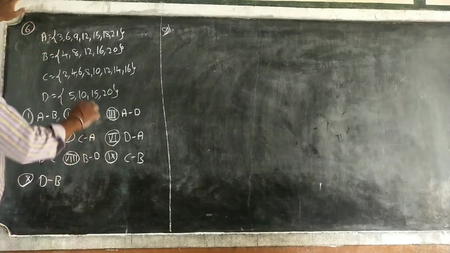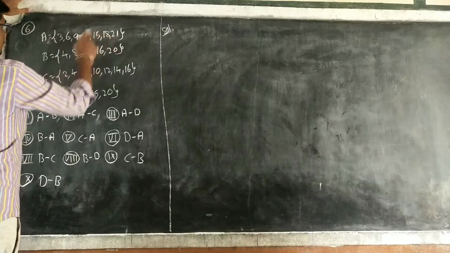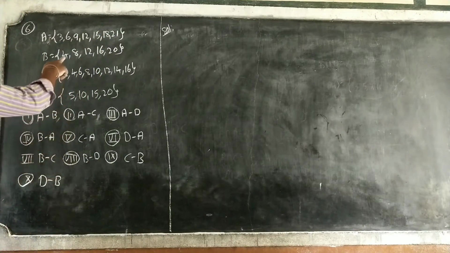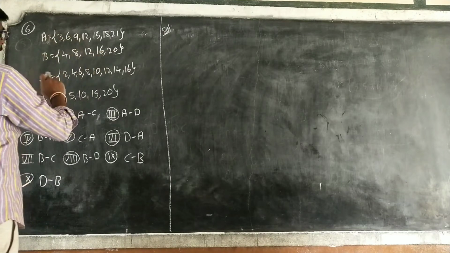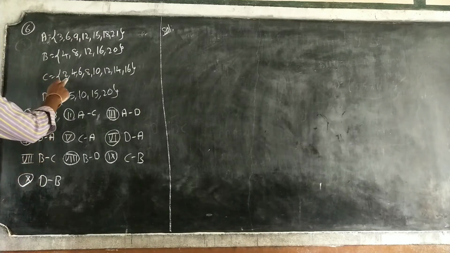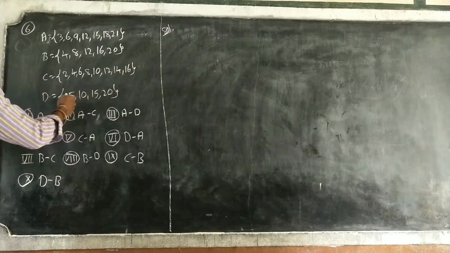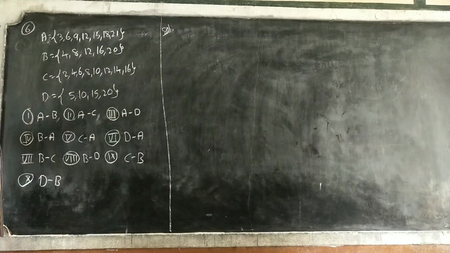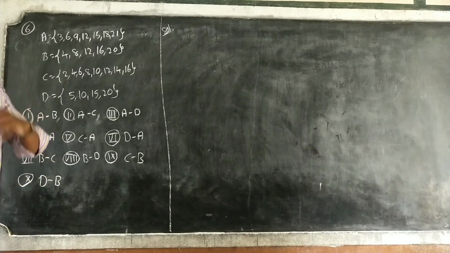Set A is equal to 3, 6, 9, 12, 15, 18 and 21. Set B is equal to 4 multiples: 4, 8, 12, 16 and 20. C is equal to 2, 4, 6, 8, 10, 12, 14 and 16. D is equal to 5, 10, 15 and 20. So based on this, we have to find some problems. A minus B, A minus C up to, 10 problems are given. We are solving them one by one.